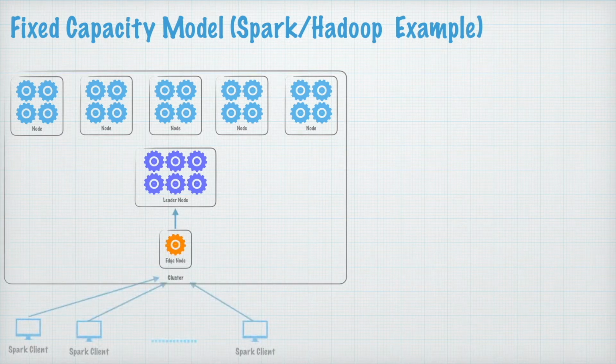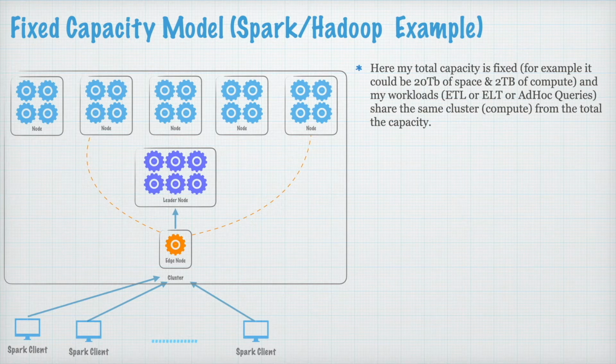I have a Spark client, and they submit the Spark job, which we call a workload, or it could be an ETL job. From there, your edge node starts communicating to the individual nodes, and that is how the overall ETL process works. So here my total capacity, for example, could be 20 terabyte of space and 2 terabyte of compute, and my workloads, ETL, ELT, ad hoc queries share the same cluster or compute from the total capacity.